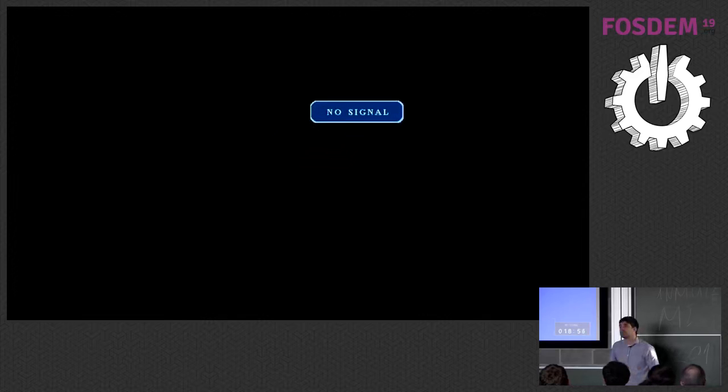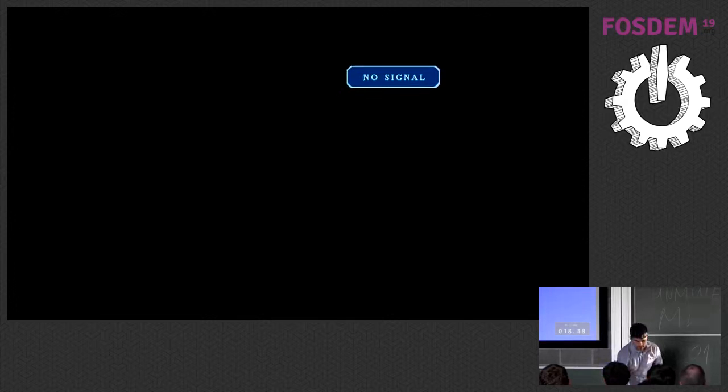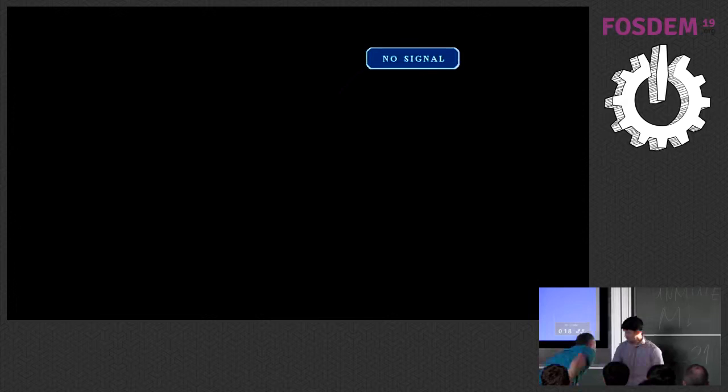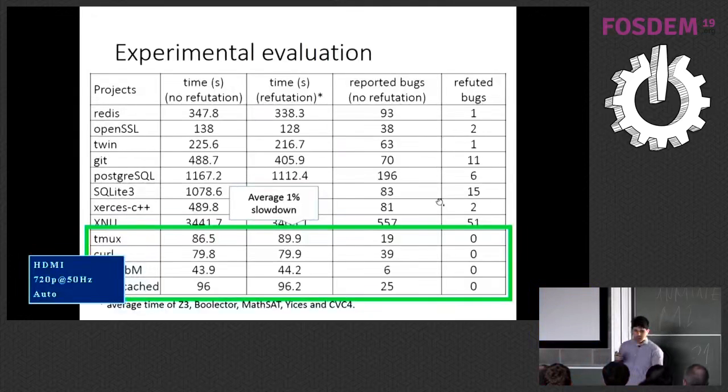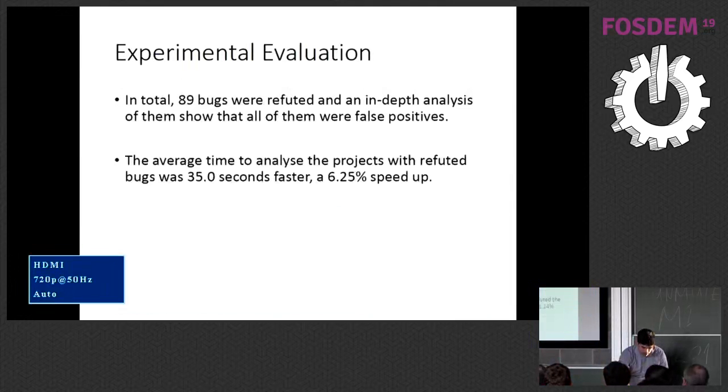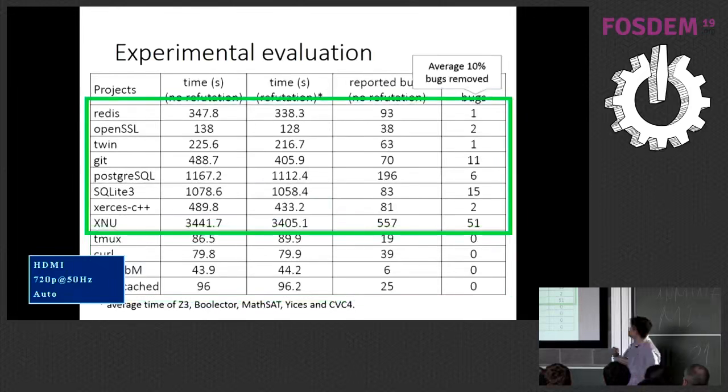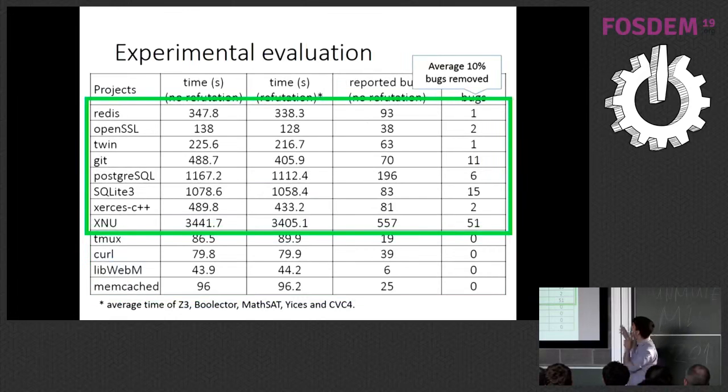Can you say how many possibilities you had in the end? You said that you removed 10%. That's a good question. I said that I removed on average 10%, so how many false positives are still there? Without the refutation, the false positives are high, mostly because of the lack of cross-translation unit support. So it's around 40%, 50%.